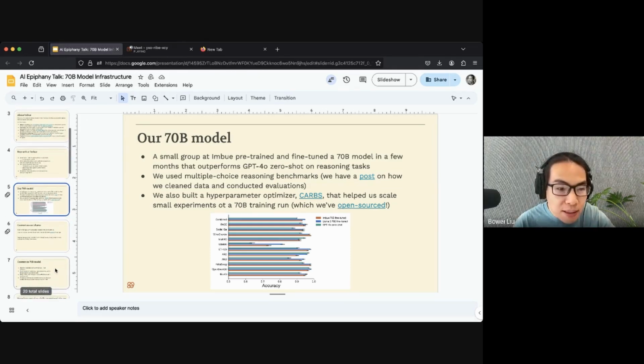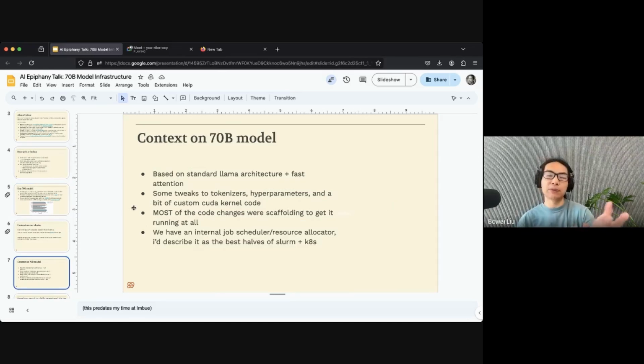I will skip a slide. I think people might want to know what actually goes into the 70B model. So I also got this from someone else, because this actually predates my time at Imbue. We were training 7B models before I joined to get us all scaled up onto the large cluster. But at the time, we were based on standard architectures, like following Llama 3. We have fast attention in there as well. And then on top of that, we had a few tweaks to the tokenizer.